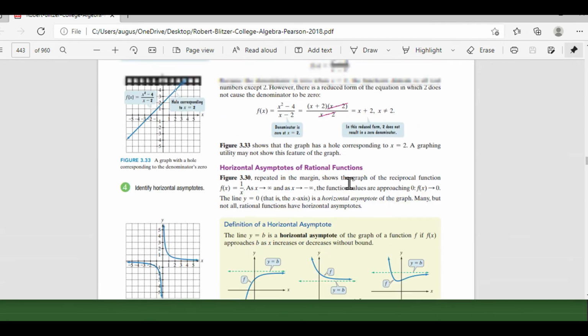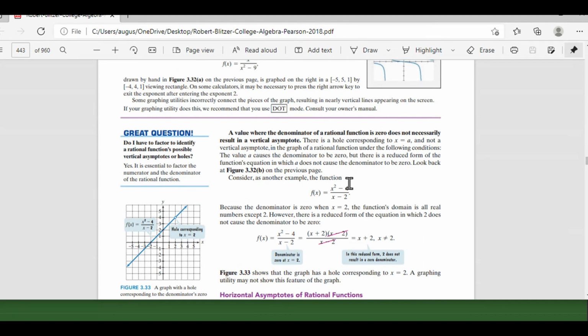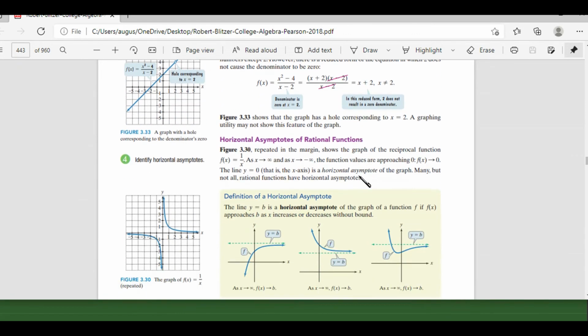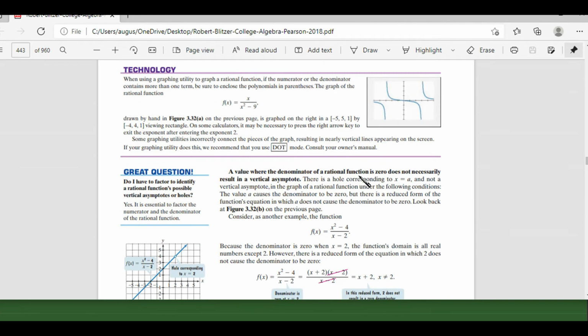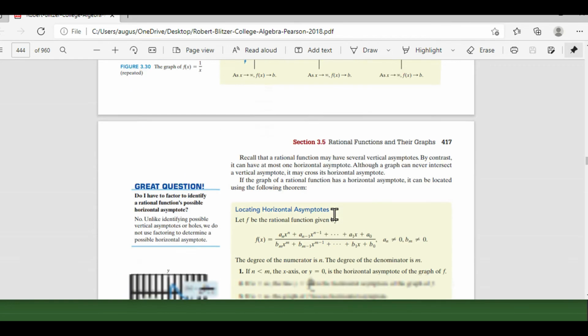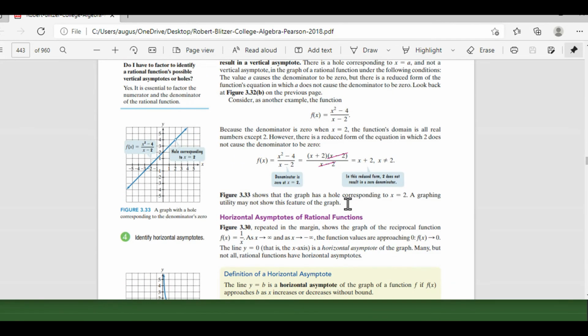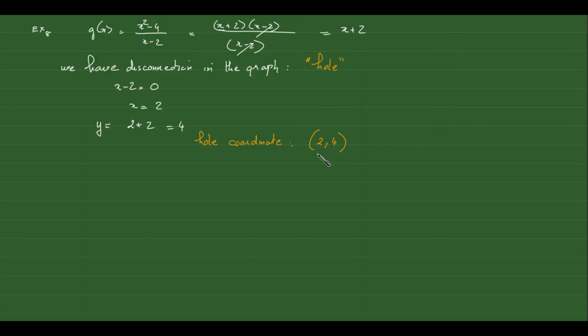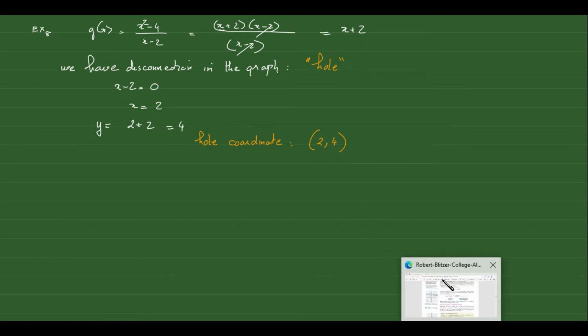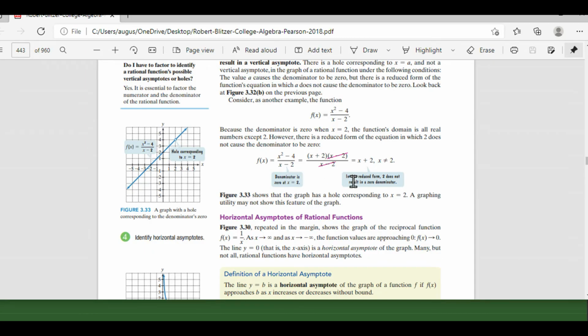They never mentioned the hole, but that's okay. I mean, we learned something new. They should mention that. Let me see. They probably mentioned it at the end. That's okay. So that is called a hole. It means that at the point 2, 4, we have a disconnection right over there. We call that a hole. It's kind of surprising to me that they never mentioned that term.